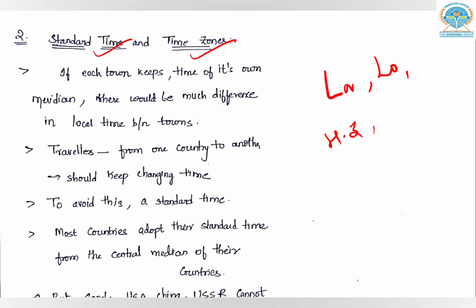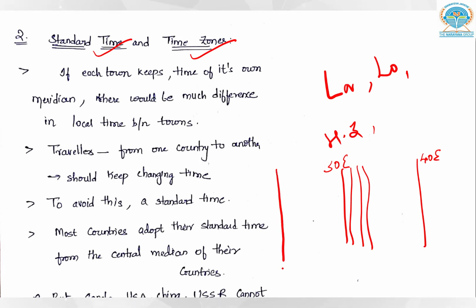So if each town keeps time of its own meridian, there would be much difference in local time between towns. What does this mean? For example, if a country lies between 30 degrees east to 40 degrees east longitude, and for every meridian, 31, 32, 33, they calculate time from the 0 degree meridian, right? If each longitude has different times, it would be very problematic for the people going from town to town. They have to keep changing their watches, and that will be very problematic for flights, meetings and even administration purposes also. So a country needs to have some specific time for all of these things to happen easily.